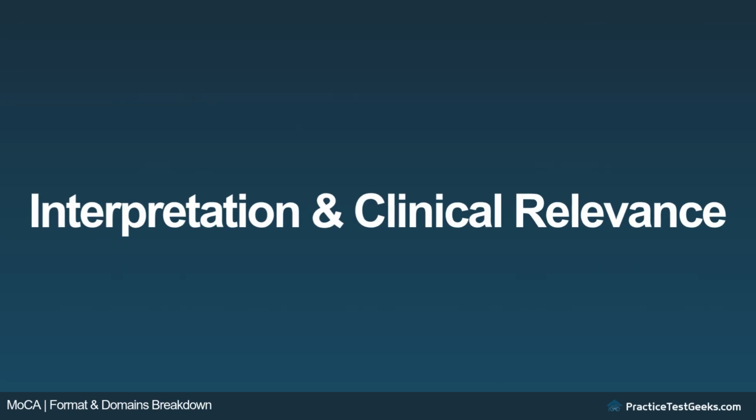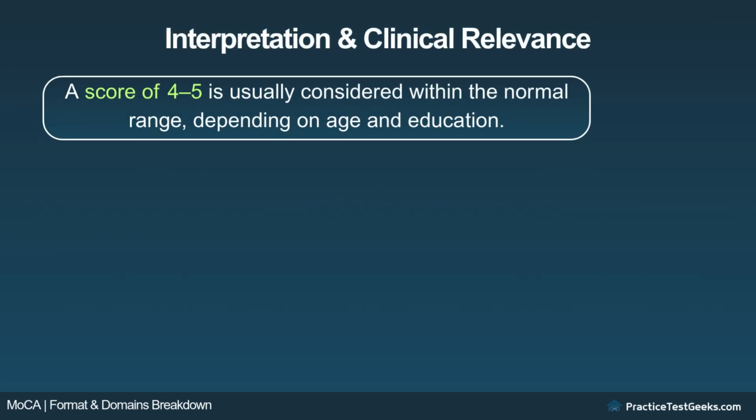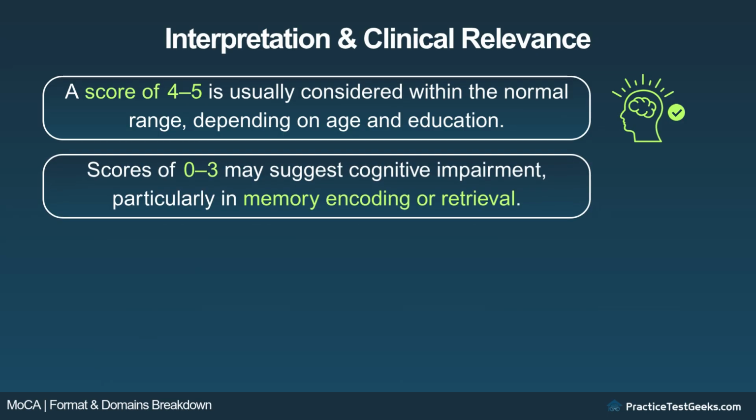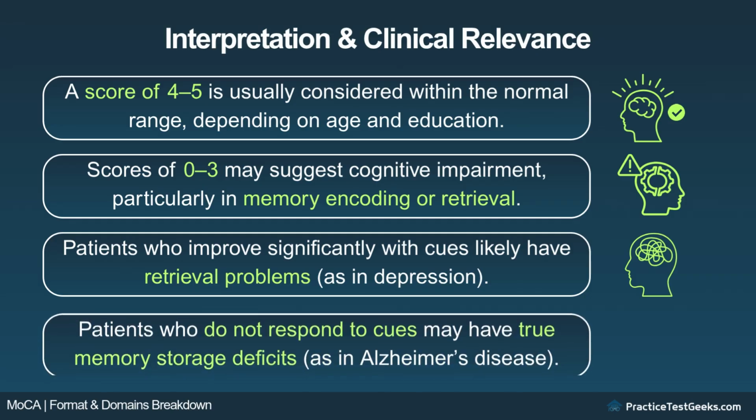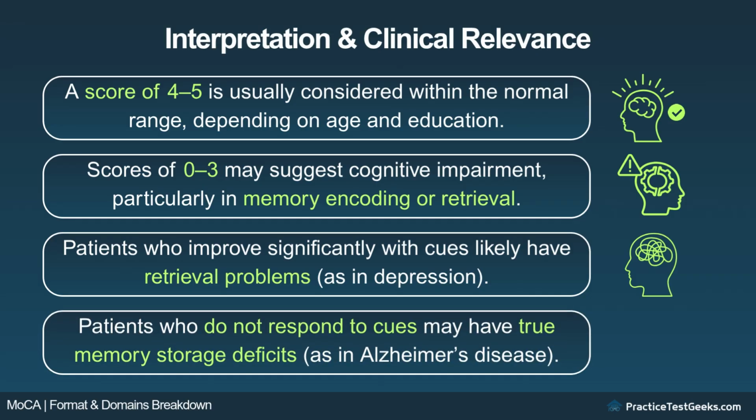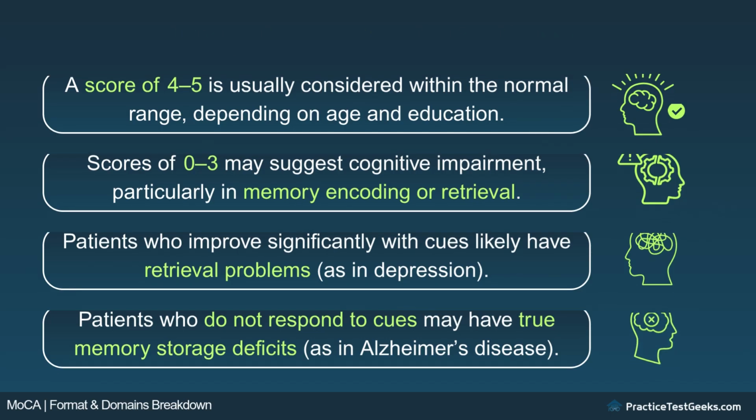Interpretation and clinical relevance. A score of 4 to 5 is usually considered within the normal range, depending on age and education. Scores of 0 to 3 may suggest cognitive impairment, particularly in memory encoding or retrieval. Patients who improve significantly with cues likely have retrieval problems, as in depression. Patients who do not respond to cues may have true memory storage deficits, as in Alzheimer's disease.